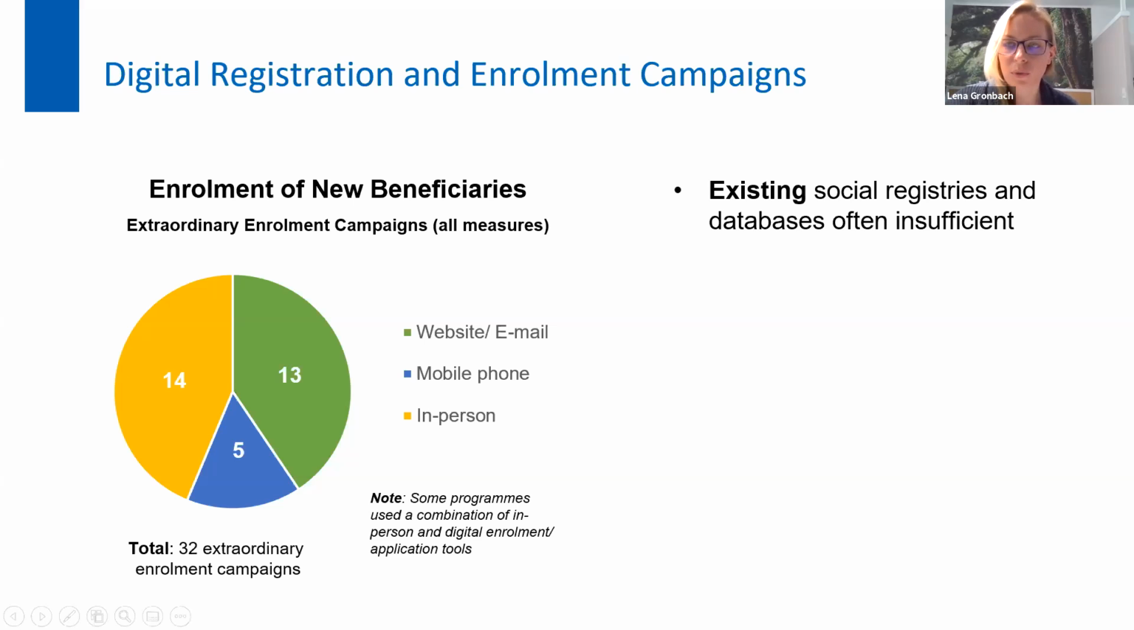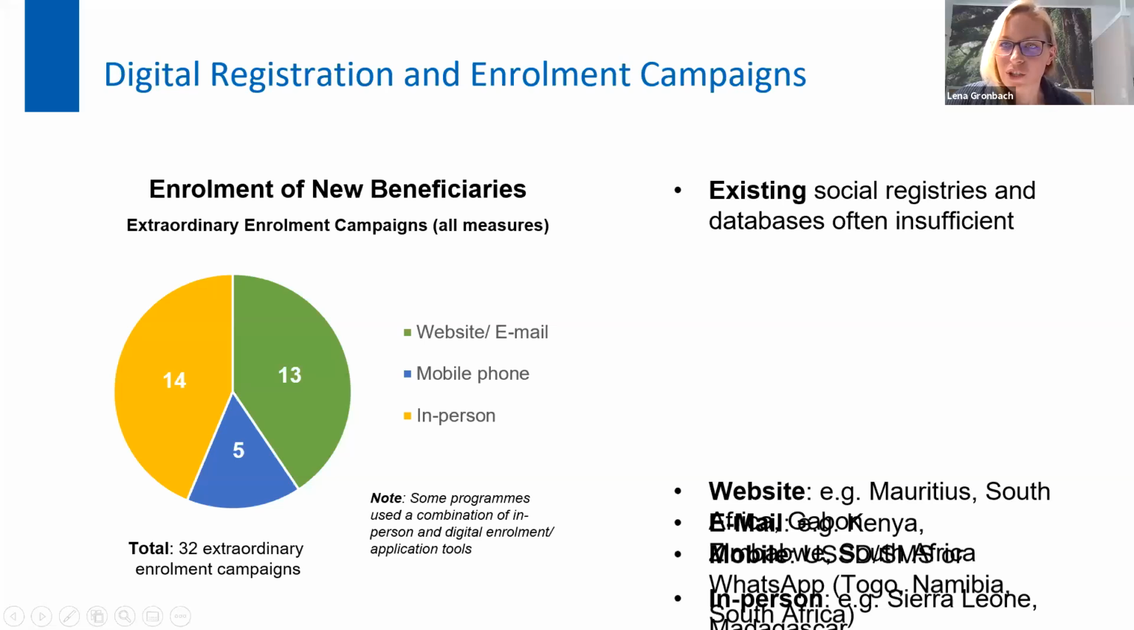So we mapped a total of 32 new enrollment campaigns, and that's across all interventions. So that's cash, food, wage subsidies, and so on. And as you can see, even though quite a few still used in-person registration, more than half actually used either mobile platforms, websites, emails, and so on. And many of the campaigns that did in-person enrollment used an additional mobile or digital approach.